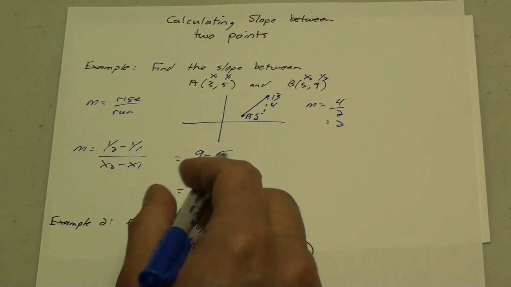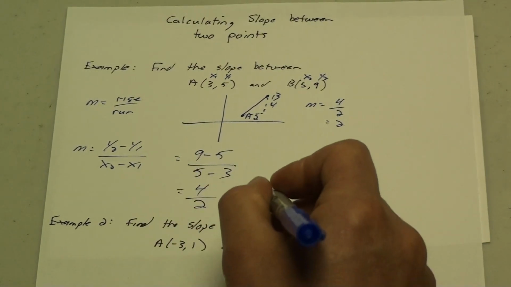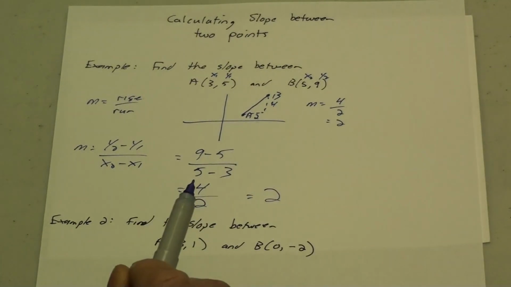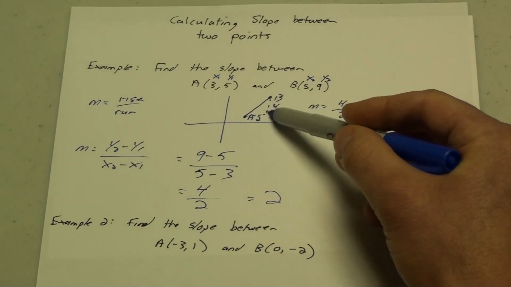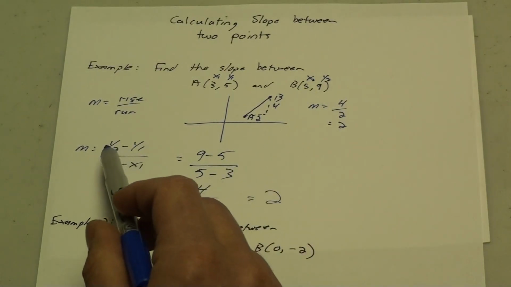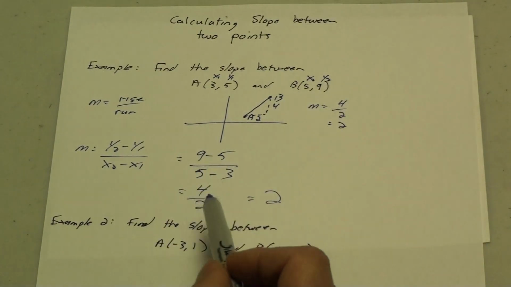Now I can subtract. 9 subtract 5 is 4. 5 subtract 3 is 2. I got my 4 over 2 again, which can be reduced down to 2. So either way I get the same answer. I can either plot the points, calculate rise and run, and put rise over run, or I can use the formula y2 minus y1 divided by x2 minus x1 and sub my points in.